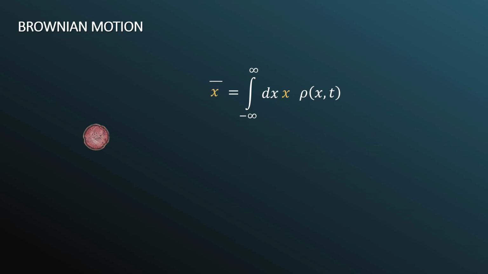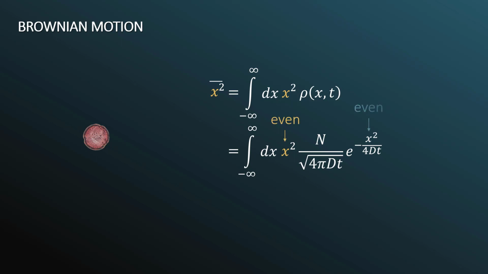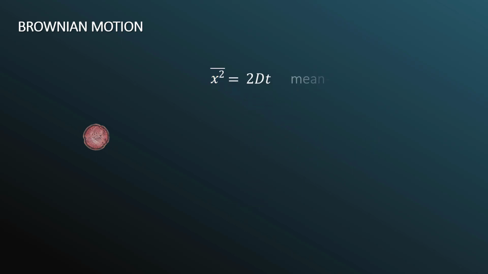If we want to instead find the average of the squared distance from the origin, looking at just a single dimension, the x dimension, that can be integrated to something non-zero because we have an even function and an even function integrated over an even interval, and we get this: 2Dt. This x squared with the bar over it, where the bar means the mean or the average, is known as the mean squared displacement, which is the average of the squared displacement of the particle from the origin.